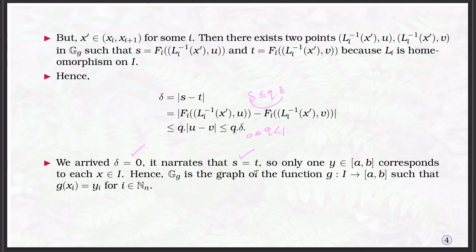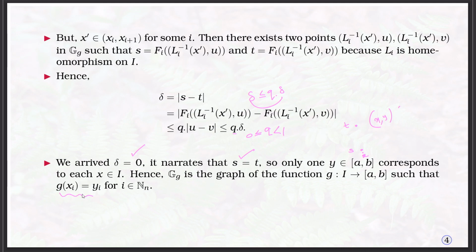So, if we take x, it maps to s and t, and this s and t are the same element. Therefore, this x does not map to two different elements; it maps to only one element. So only one y belonging to [a, b] corresponds to each x belonging to I. Hence, taking all these collections, G is the graph of a function g from I to [a, b] such that g of x_i equals y_i.